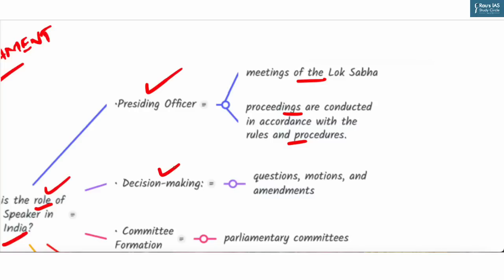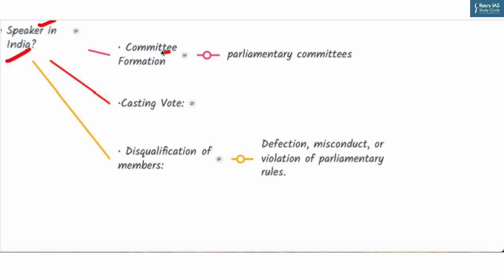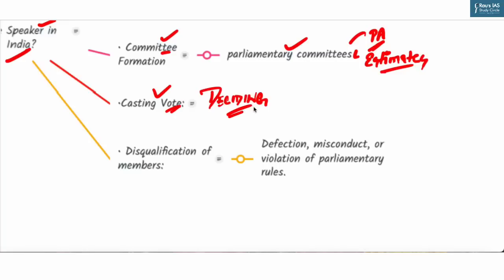Next is decision making. The Speaker decides on the admissibility of questions, motions, and amendments, and also decides on the allocation of time for discussions and debates. Next is committee formation. The Speaker appoints the members and chairpersons of various parliamentary committees, such as the Committee on Public Accounts, the Committee on Estimates, and the Committee on Privileges. Next is casting vote. What is this? In case of a tie during a voting, the Speaker has the power to cast the deciding vote.